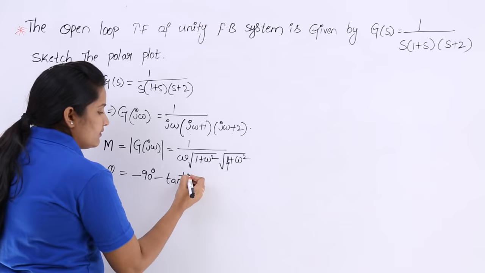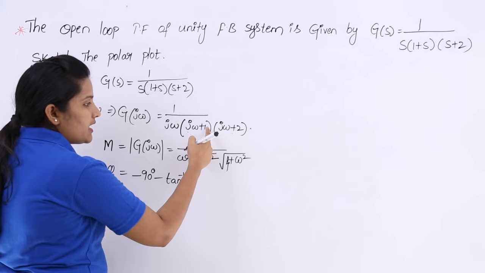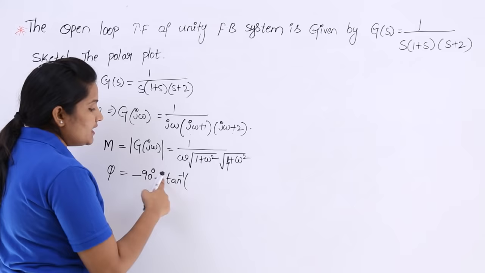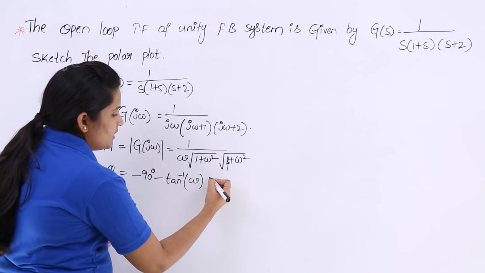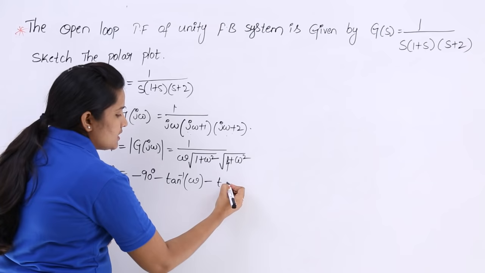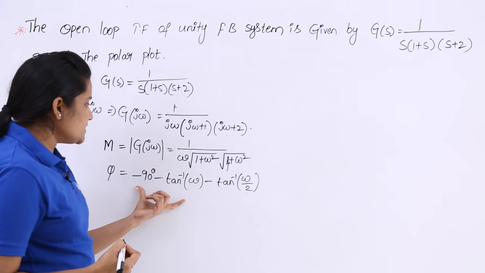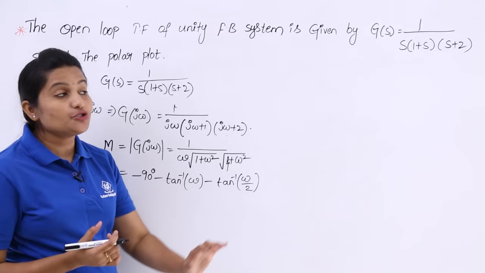Here b and a are considered because of the a plus jb format. To calculate the phase angle, tan inverse b by a, that means omega by 1. Similarly, minus tan inverse again b by a, meaning omega by 2, as this term is also in the denominator. So this is the phase angle and this is the magnitude. I got my phase angle and my magnitude for the given open loop transfer function.